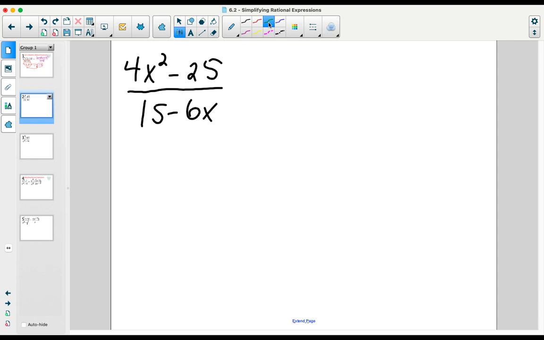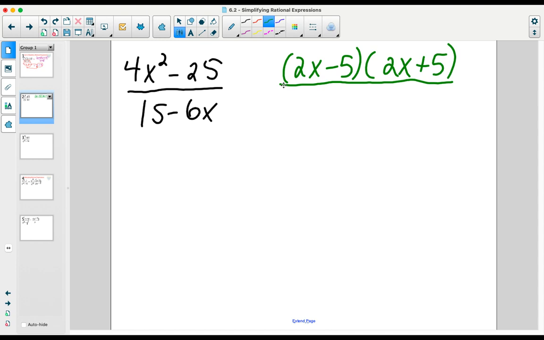The top of the rational expression is a difference of squares, and we should factor it as such: 2x minus 5 and 2x plus 5. No special pattern in the denominator, but there is a greatest common factor in the denominator, which should always be our first look. We have a common factor of 3. Taking out the factor of 3 from the denominator, we're left with 5 minus 2x.